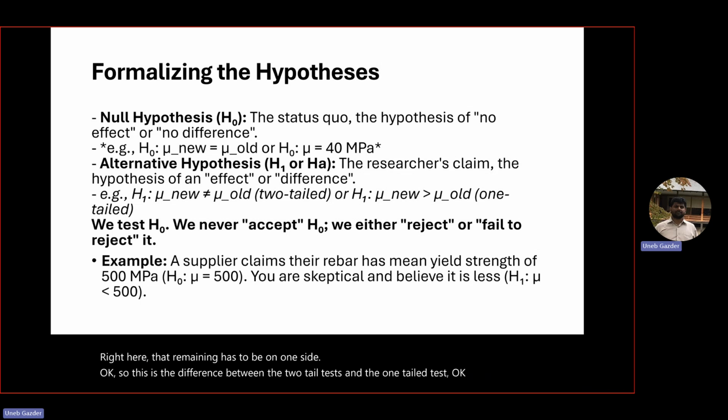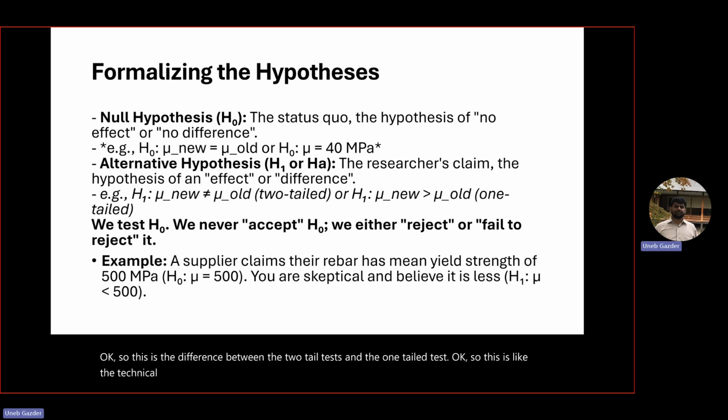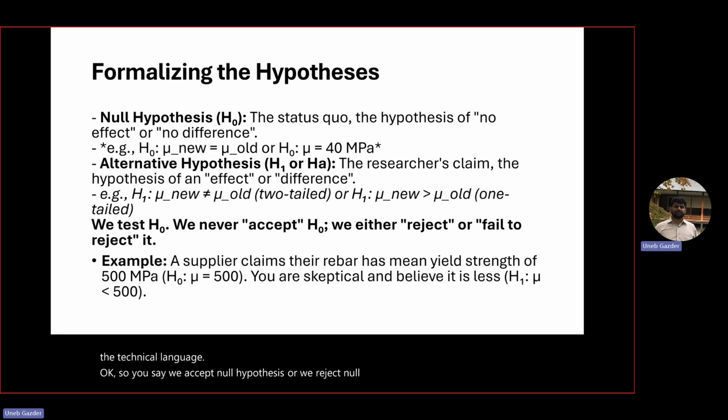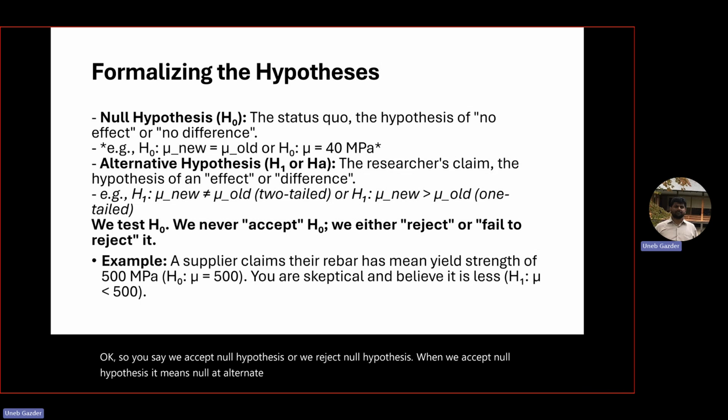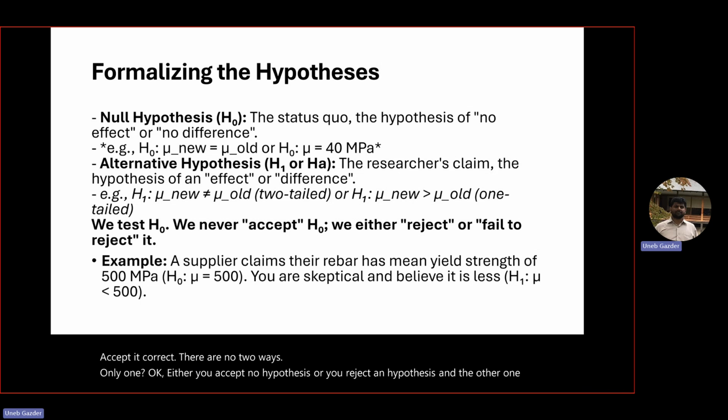This is like the technical language. So you say we accept null hypothesis or we reject null hypothesis. When we accept null hypothesis, it means the alternate is rejected. If I reject null hypothesis, I say alternate is accepted. Got it? There are no two ways. Only one. Either you accept null hypothesis or you reject null hypothesis. The other one is vice versa.